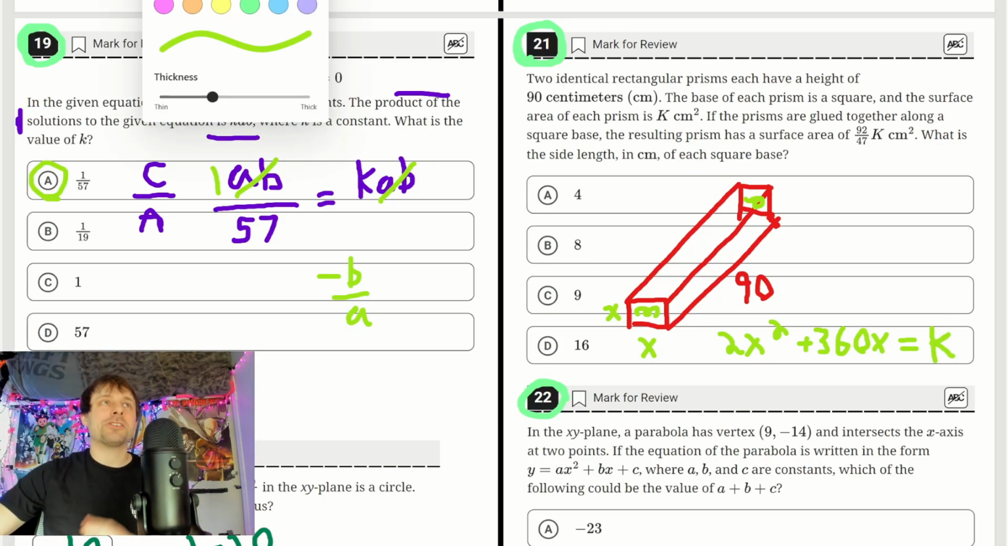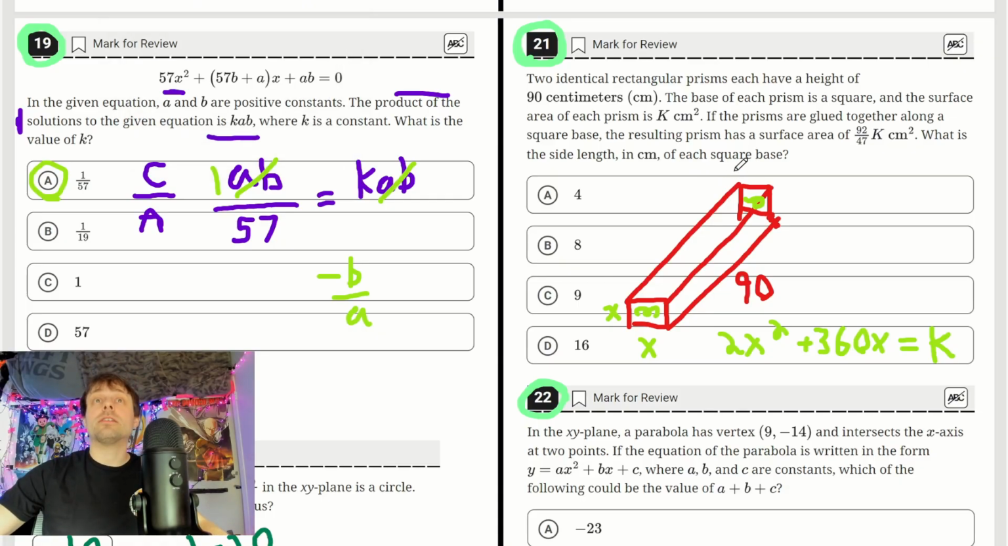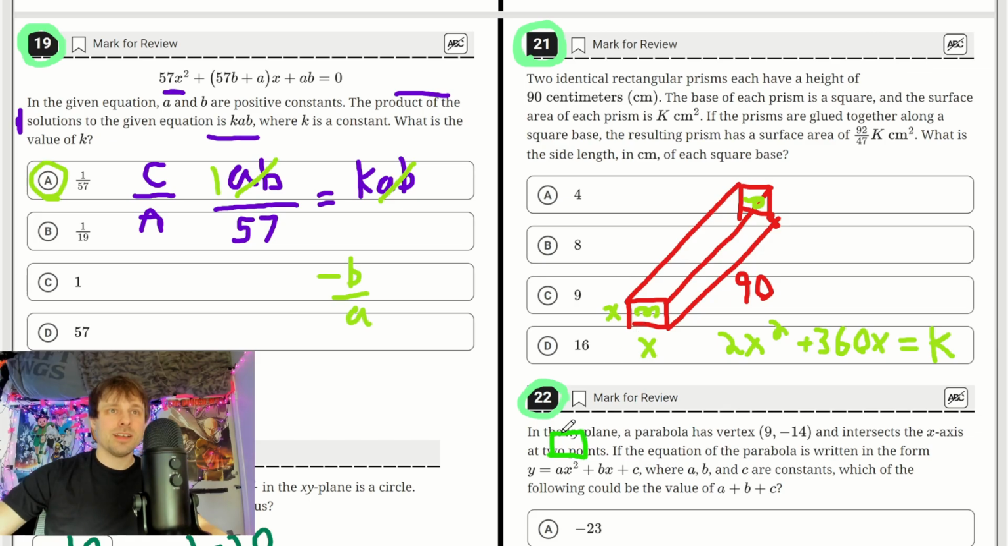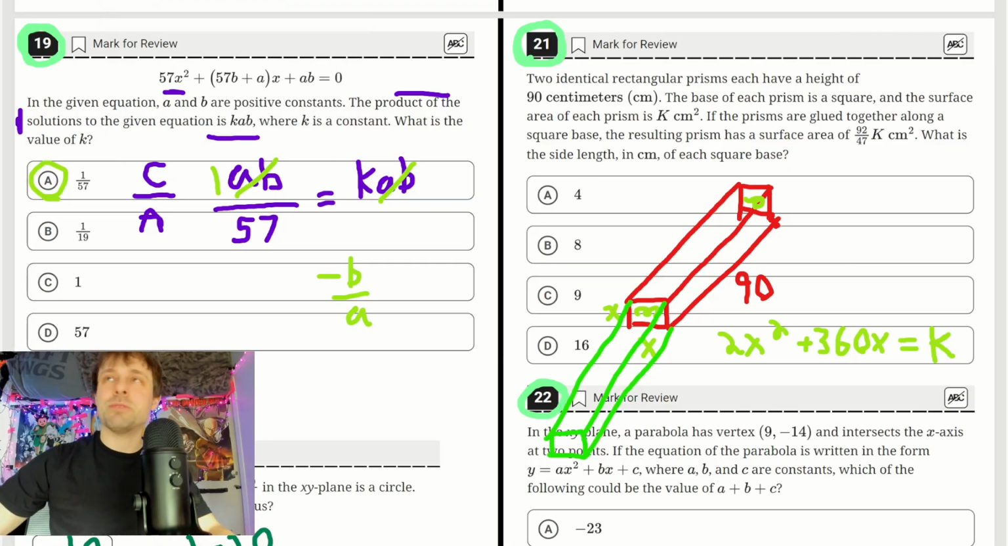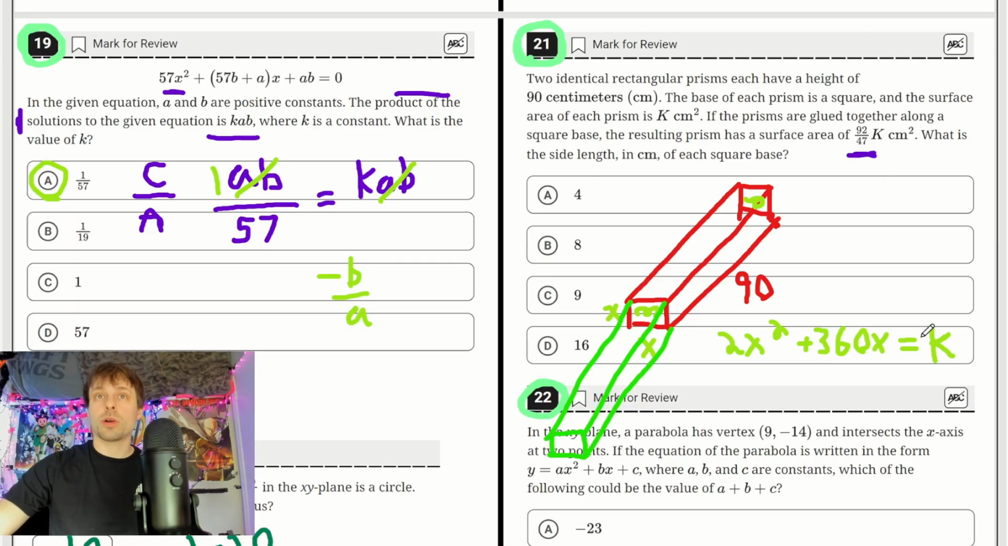Of course, they're going to make it a little bit more complicated. They say, hey, what if we glued 2 of these together along the square base? So I'll try my best to draw this maybe down here. So they glued these 2 together now. Now they look like this. And all the dimensions are the same: we still have x for the square base, we still have 90 for our height of each. So now they say the surface area of this obviously is more. If this is 1k, this is 92 over 47k. So this is still 90.